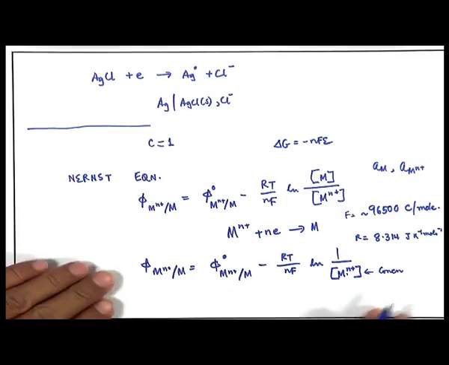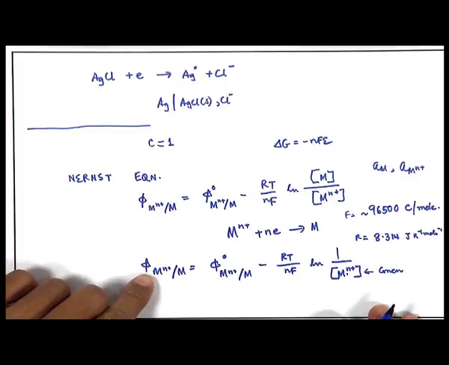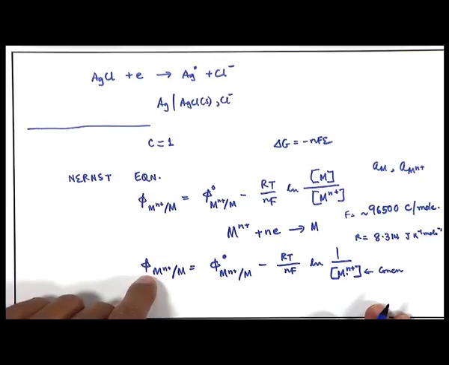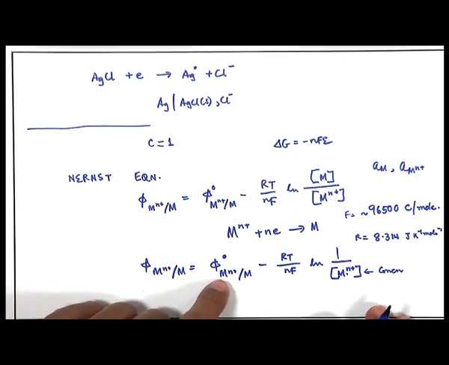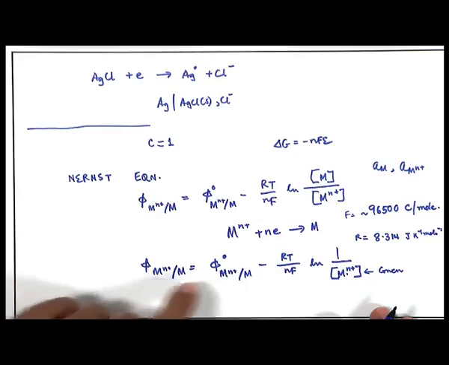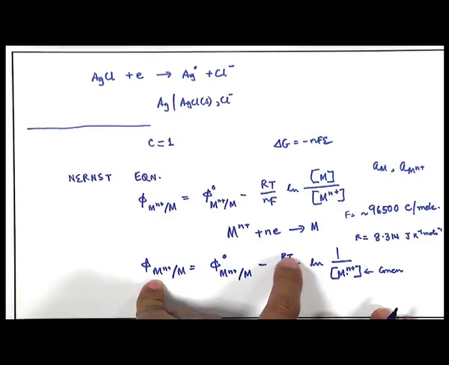So, this is the expression. Now, you see that the value of phi is not the standard, but phi 0 is the standard potential. So, the value of phi will depend on a constant quantity at a given temperature, say 298 Kelvin. It will also depend on the concentration of this species. So, if it is changed, then accordingly the value will be modified. It also depends on the temperature.